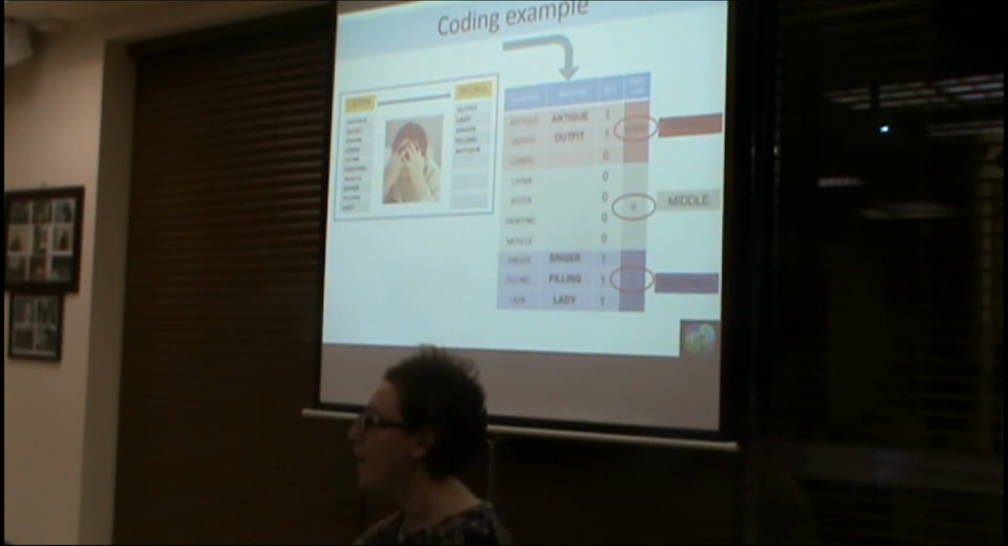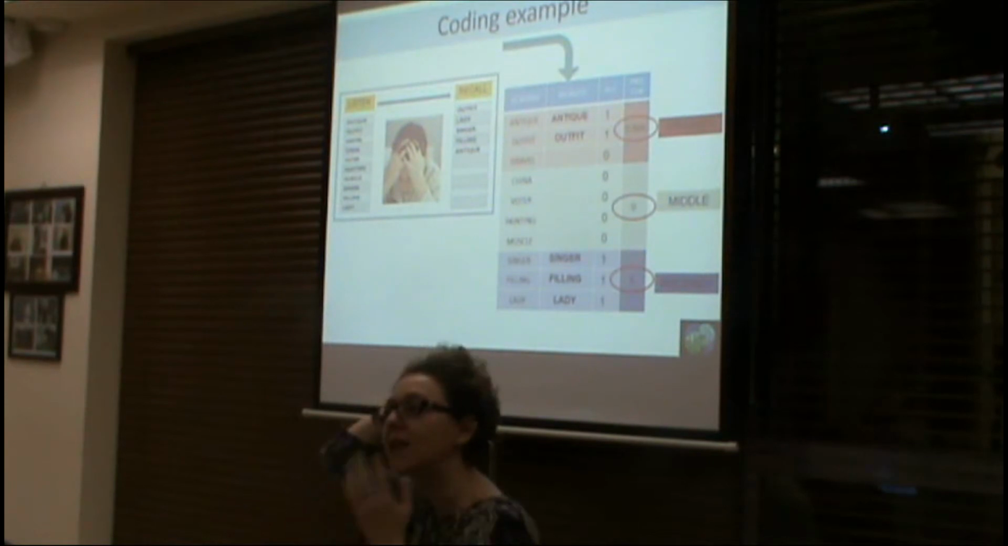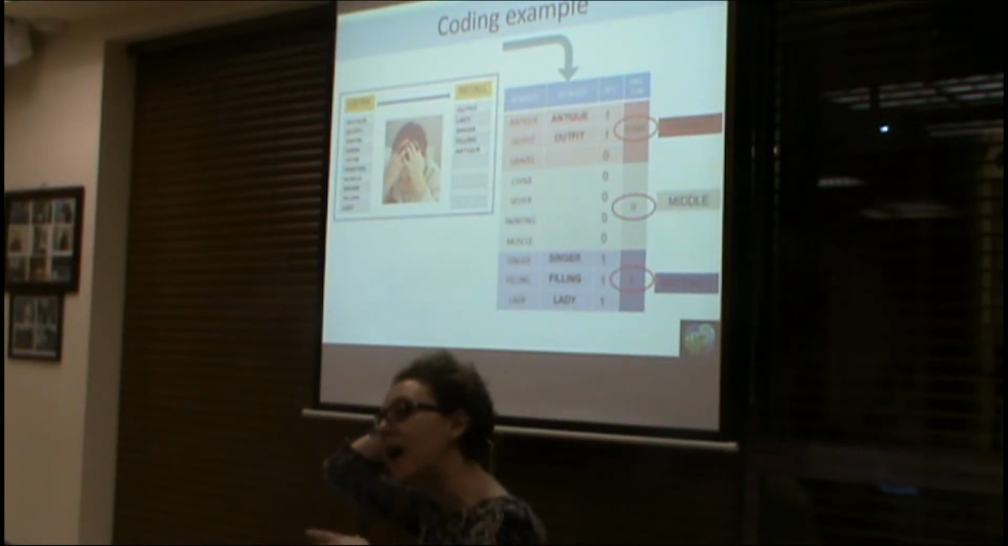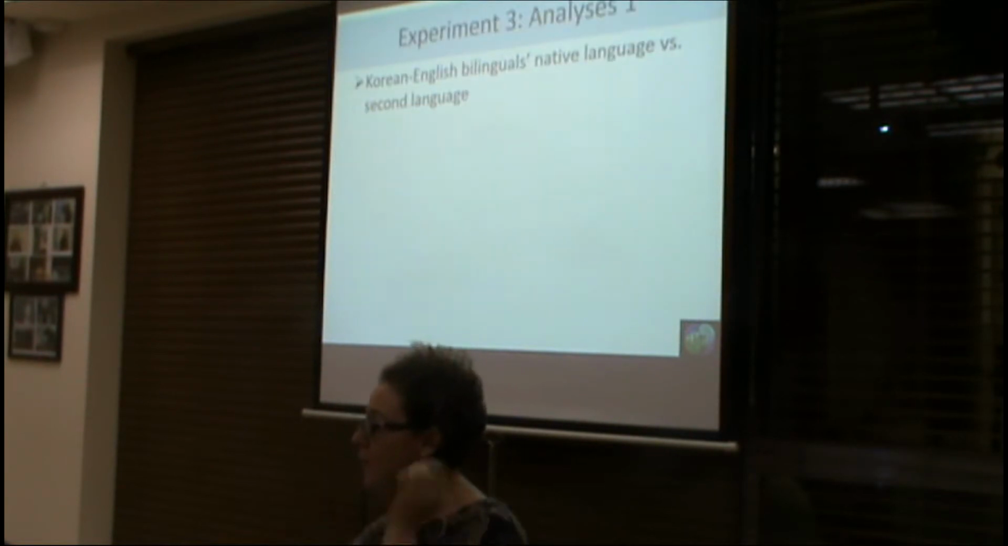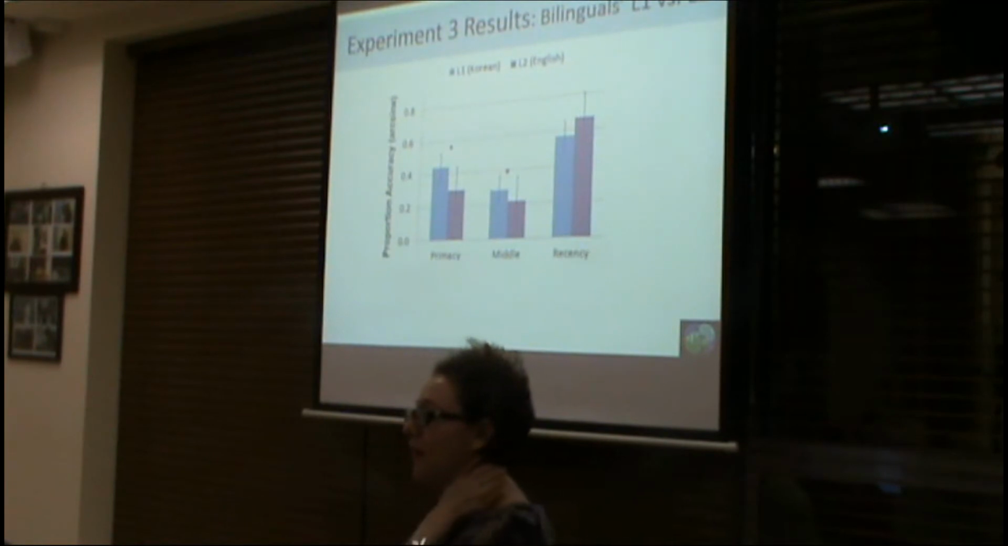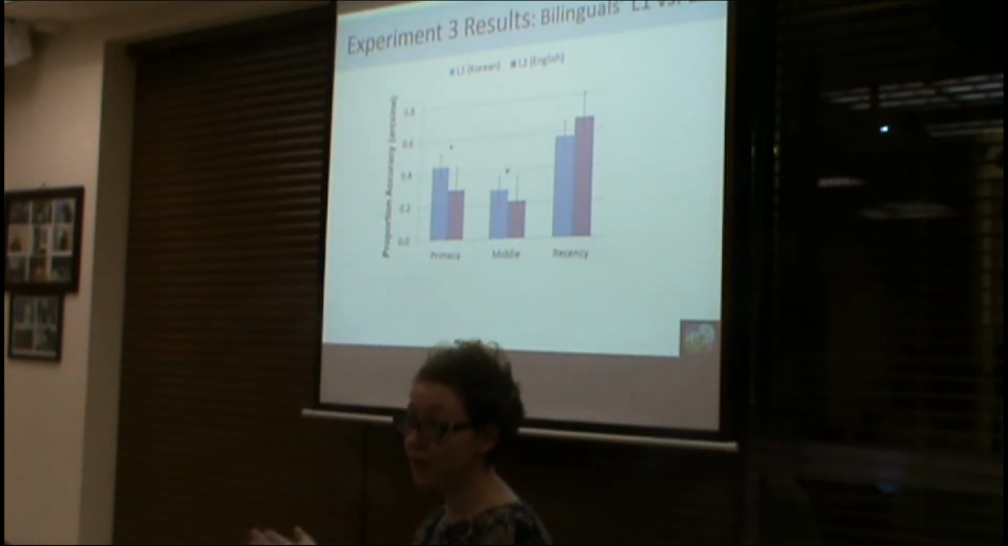Everyone knows this. So the question is, what's going to happen in L1 versus L2, and what's going to happen in monolinguals versus bilinguals? It's just kind of the same way. So these are bilinguals, and I'm showing you data in Korean versus English. Korean is the native language, English the second language. The first thing, which is always nice to see, is that yes, you do get a U-shaped curve. You get your primacy effects, you get your recency effects, and it's true whether you do it in L1 or L2. So that's great.